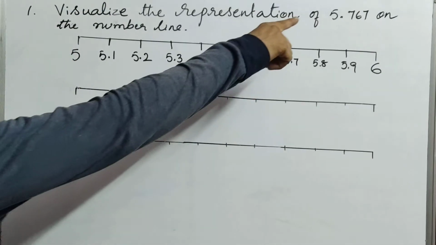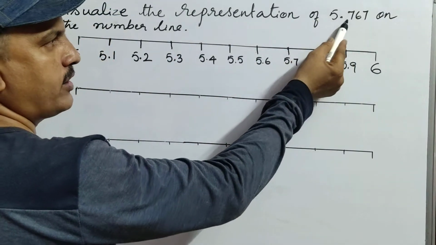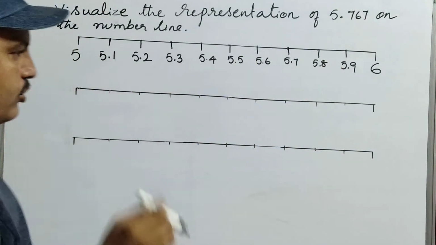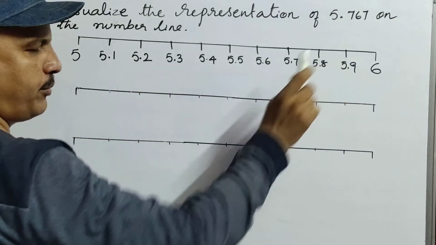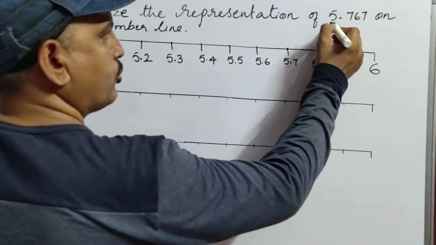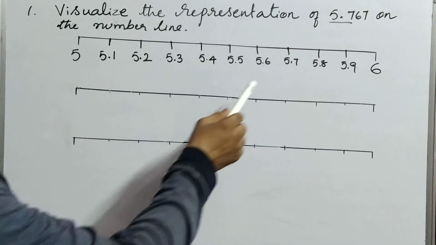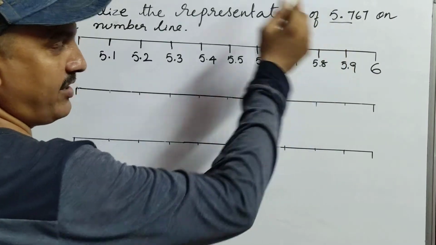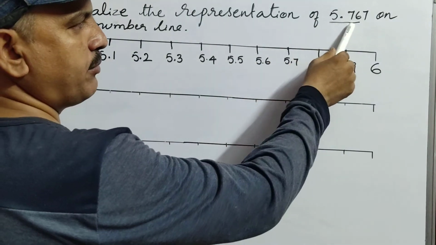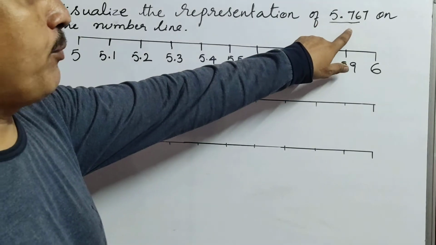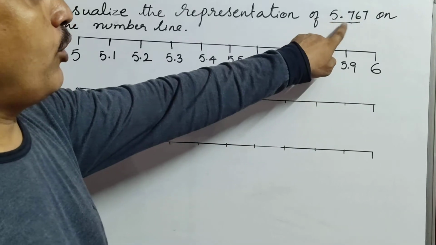Now 5.76, where is it? You have to search now. 5.76 means it lies between 5 and 6. So you wrote 5 and 6 and all the numbers in between, 5.1, 5.2, 5.3, and so on up to 5.9. Now take these two. Where is 5.7? Here it is. Next number is 5.76. 5.7 is here. That means 5.76 lies between 5.7 and 5.8. Is it clear?